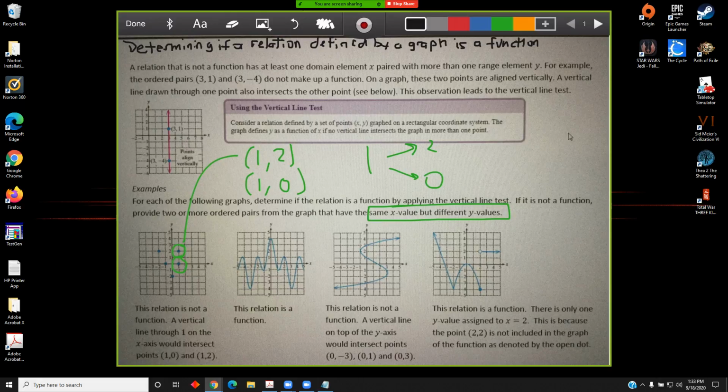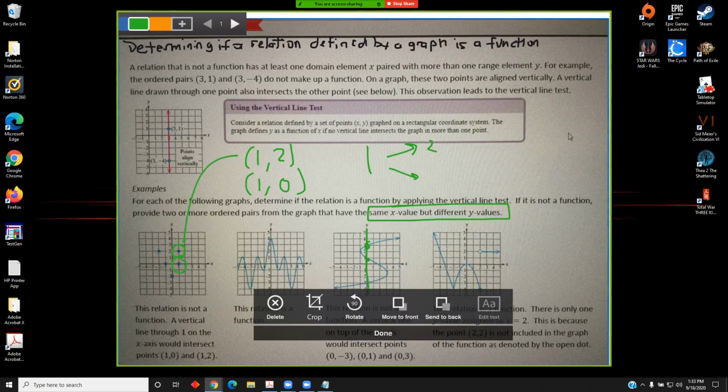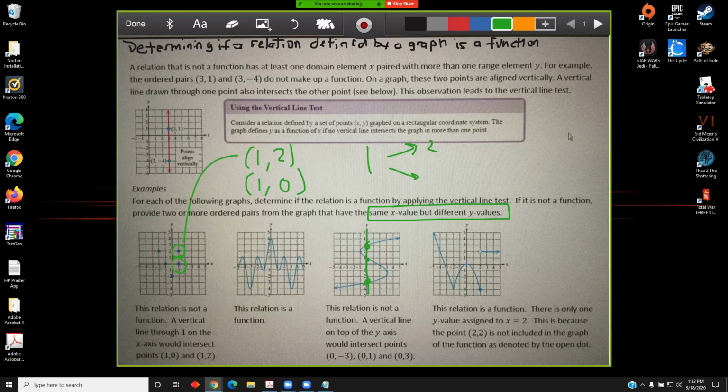Once again, our goal is to attempt to draw a vertical line that will intersect the graph at more than one point. Well, let's try this vertical line, the one that's sitting on top of the y-axis. Notice that this intersects our graph at 3 points. 3 is more than 1. We've achieved our mission, and therefore we may conclude that this relation is not a function.